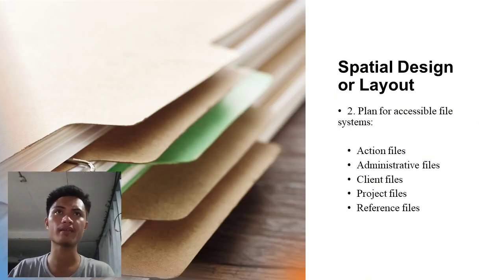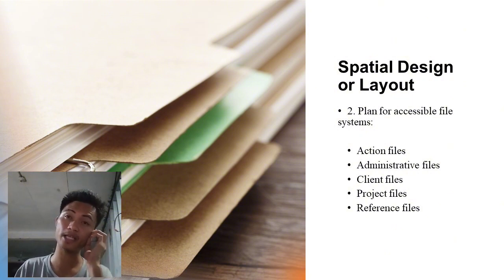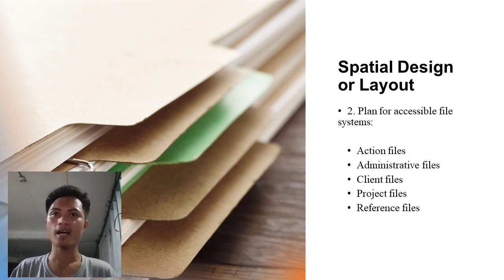Next, we have plan for accessible file systems. We have the action files, administrative files, client files, project files, and reference files. Planning for an accessible file system is essential to ensure that your organization's documents and information are organized, easily retrievable, and secure. So here's a plan for organizing an accessible file system for the categories as we mentioned.